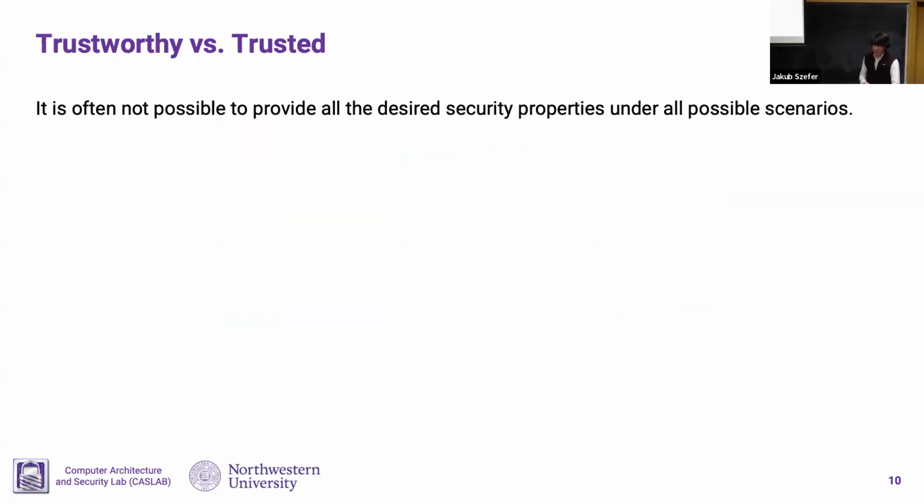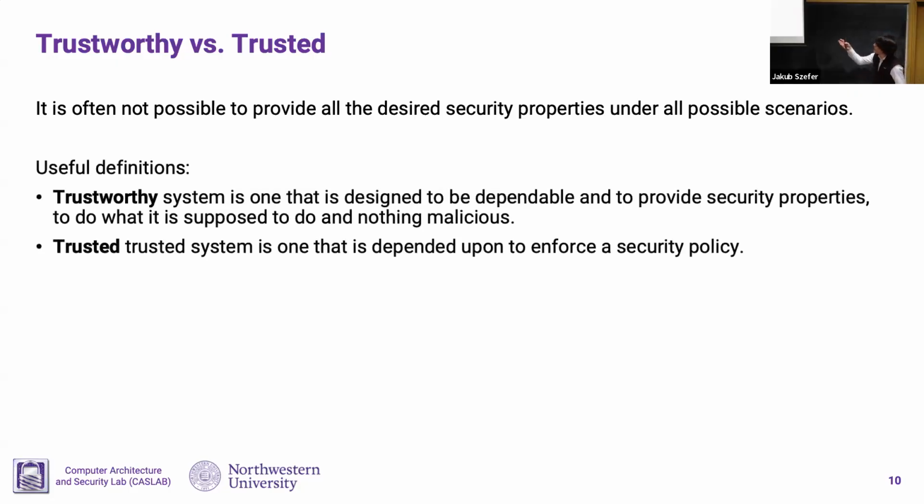Okay, and then another definition, sometimes mixed up a little bit but also important, is trustworthy versus trusted. Whenever you have a system, you're trusting some parties or some programs or some mechanisms to do their work, but are those things actually trustworthy? Trustworthy basically means that you verified something, or proved something, or have some evidence to ensure that the system is designed to be dependable and provide the properties that it's supposed to do, and does nothing malicious.